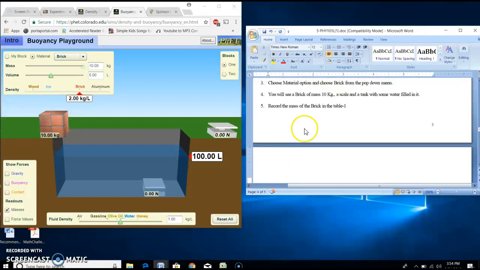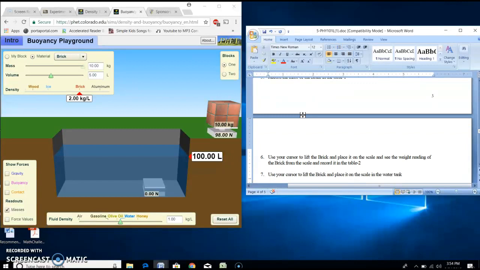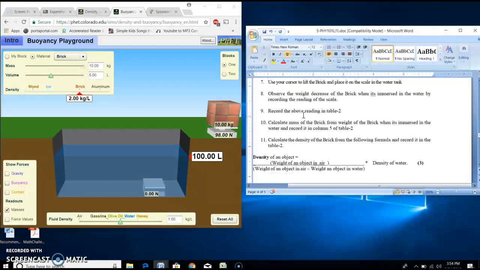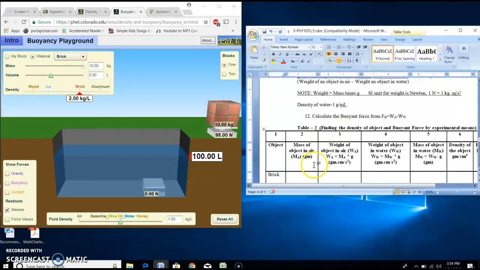And then you will see a 10 kilogram mass and water filled in here, and you see a special thing, which is a scale underneath the water too. I want you to use that, since this is the weight you're trying to find out. Use the cursor and place it on the scale, and you'll see the weight. Put that weight right here. You know that the mass is 10 kilograms, and the weight in the air is 98 newtons, as it shows right here.